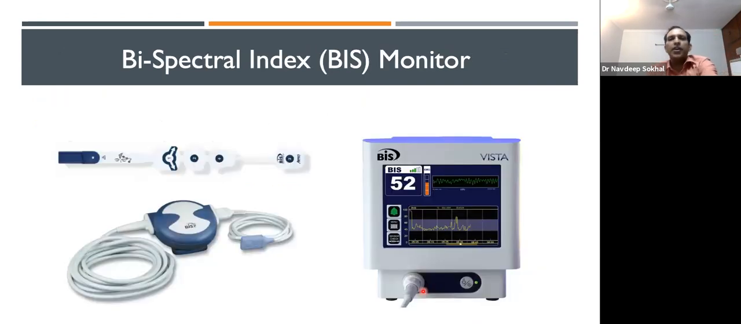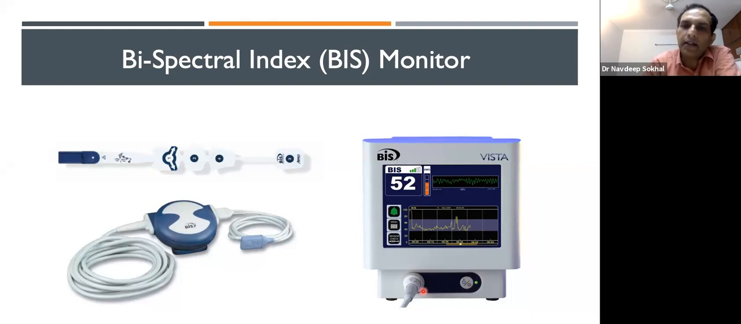Now let's come to the first monitor, that is the bispectral index monitor. If you see this, most of you must have seen this monitor either as an isolated monitor, which is shown in this picture, or now most of the anesthesia workstations have integrated modules within the machine, where you don't need an isolated monitor, but the modules are available which can attach to the anesthesia machine, and you can use that for monitoring depth of anesthesia.